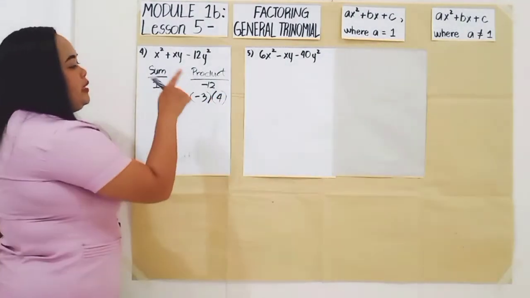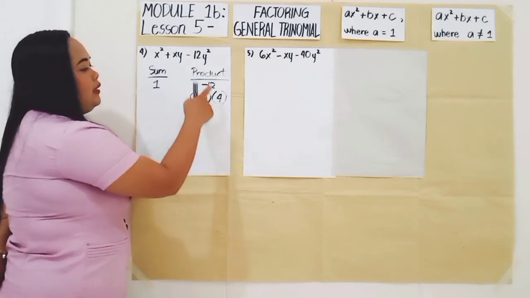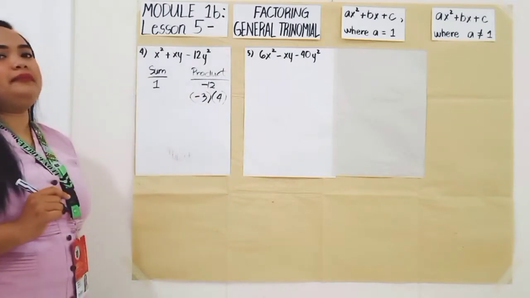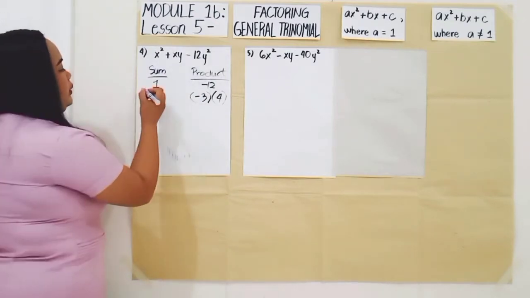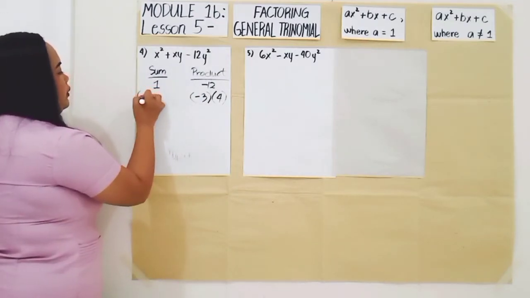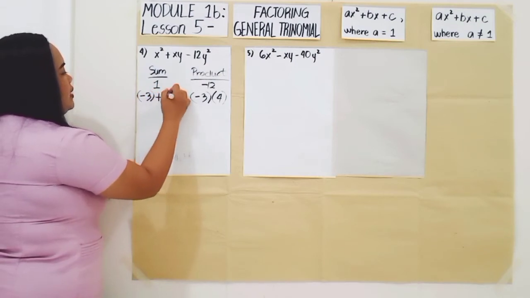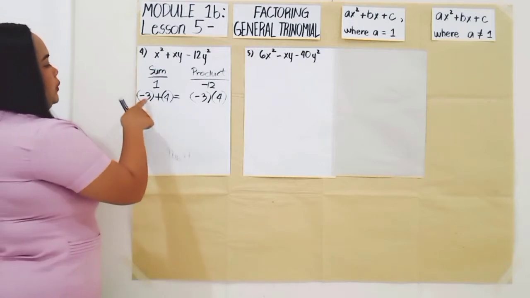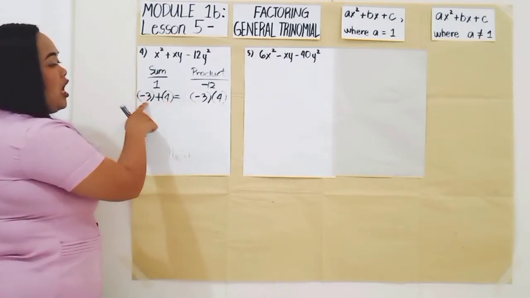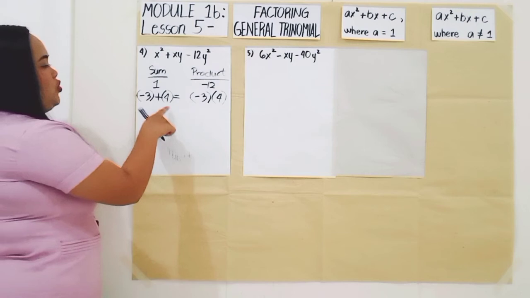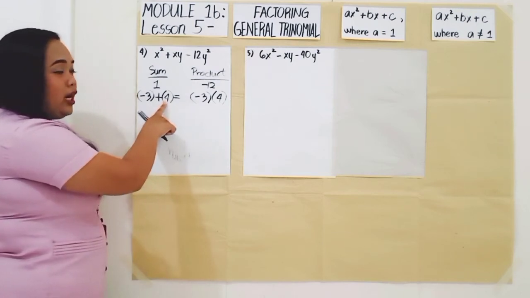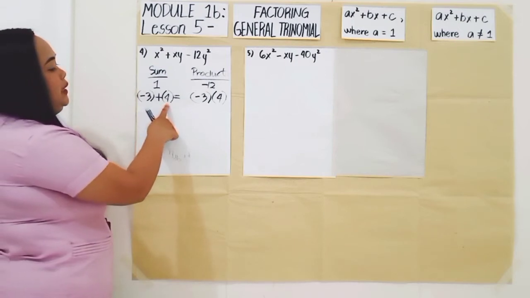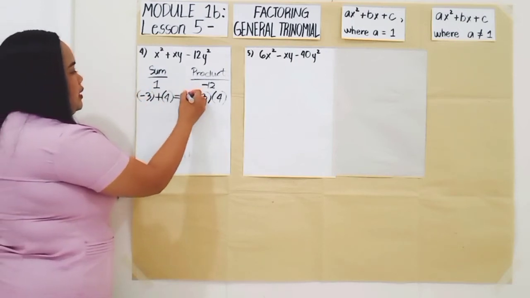Okay, let's use negative 3 and positive 4. Okay, because negative 3 times positive 4 is negative 12. If we are going to add the two, negative 3 plus 4, what is the sum? So, they are unlike signs, so you add or you subtract the lower number from the higher number. So 4 minus 3 is 1.